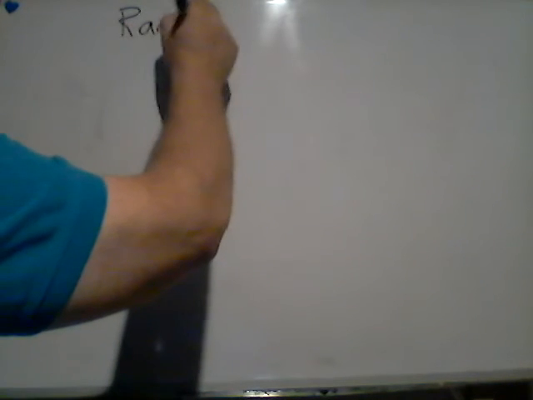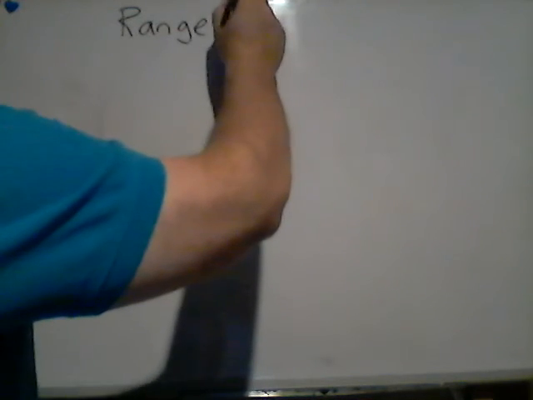Now, I'm going to derive something that's pretty cool, and this is called the range equation. We're going to find out that all I really need to know is the initial velocity vector, and I can determine how far a projectile will go in the x direction. So we call that the range equation.